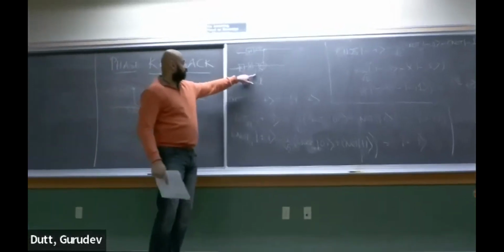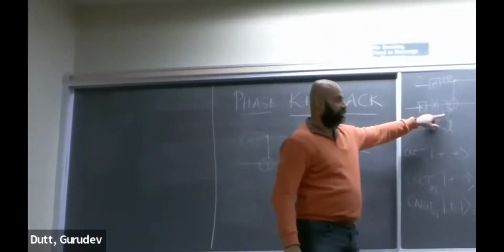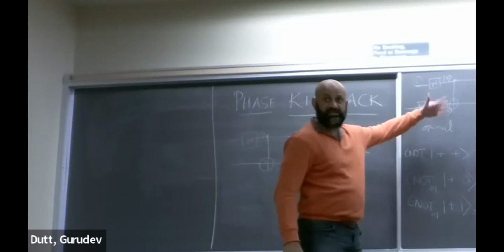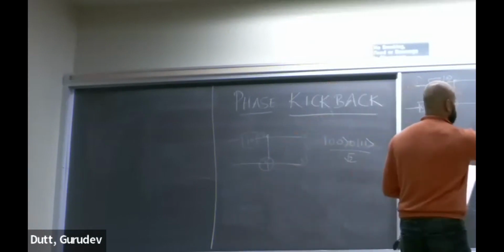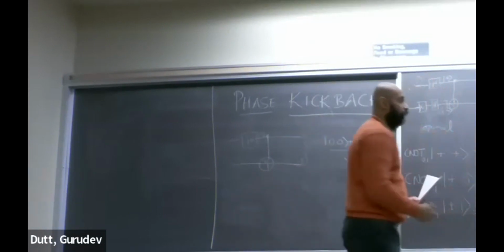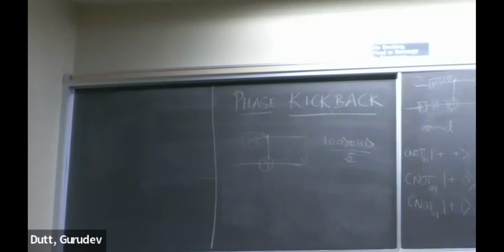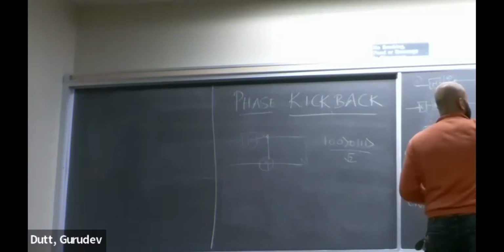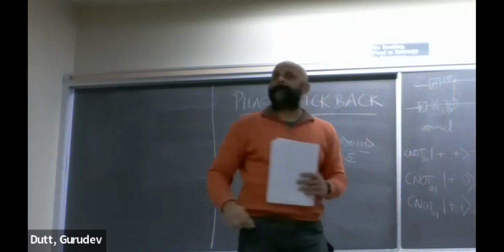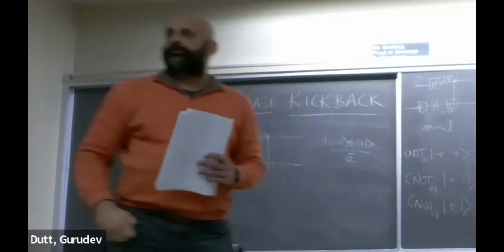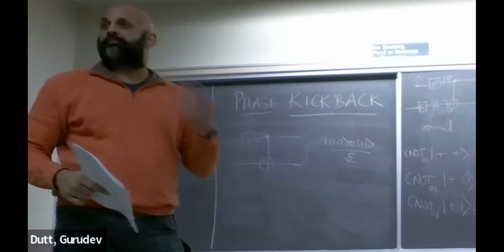But the target qubit, in this case, has remained as minus as per that output, because that's the left state over here. But the right state has turned into a minus state. So this is what I mean by phase kickback.